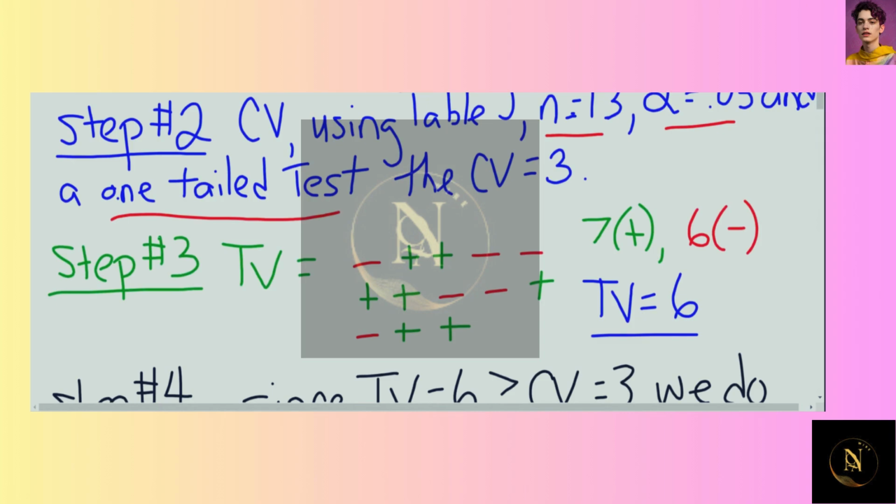And when you take all this into account, n is equal to 13, your alpha level 0.05, and it's a one-tailed test, the critical value is 3 for the question. Okay? Next step, we're going to find our test value.